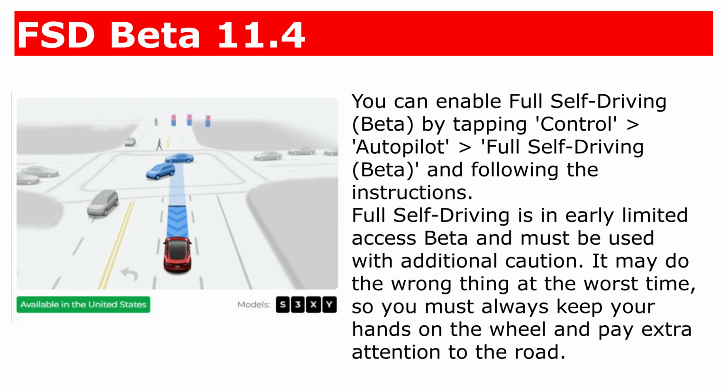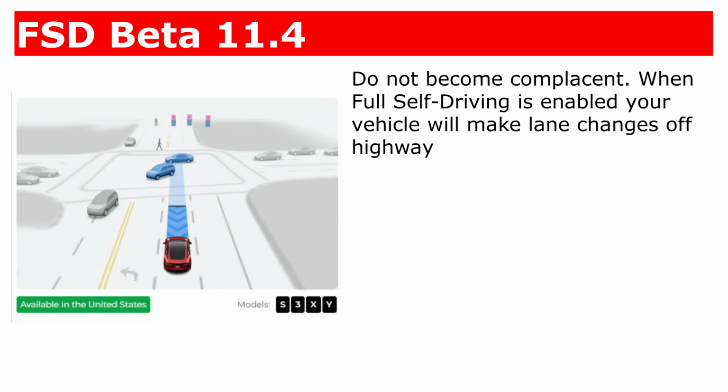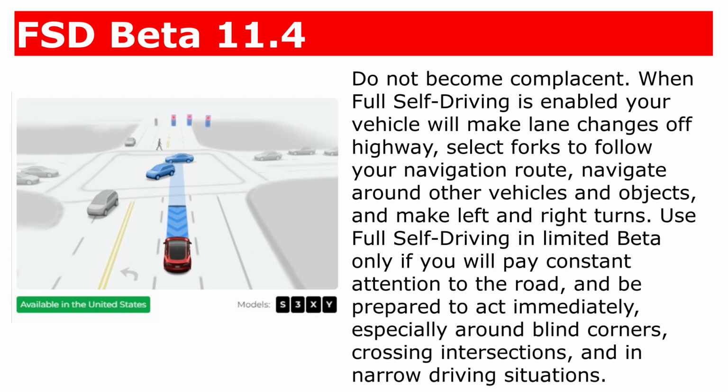Full Self-Driving is in early limited access beta and must be used with additional caution. It may do the wrong thing at the worst time, so you must always keep your hands on the wheel and pay extra attention to the road. Do not become complacent. When Full Self-Driving is enabled, your vehicle will make lane changes off-highway, select forks to follow your navigation route, navigate around other vehicles and objects, and make left and right turns.